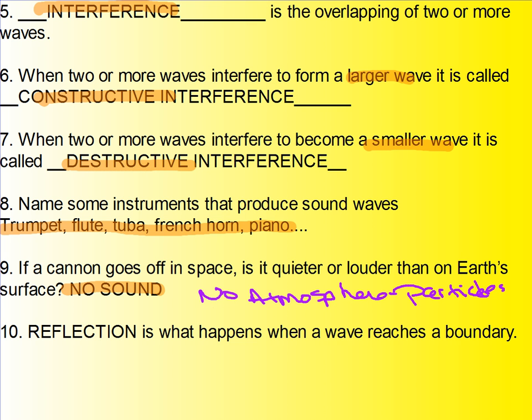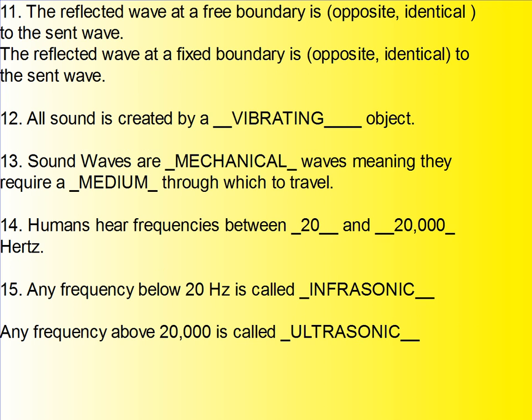Reflection is what happens when you have a wave, it goes down and hits a boundary. All right, the reflected wave at a free boundary is identical and on the same side. That's what's actually more important.